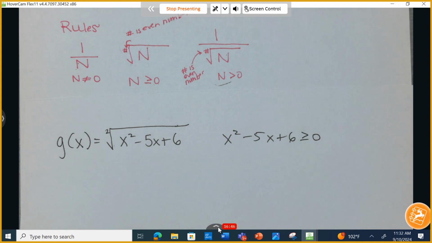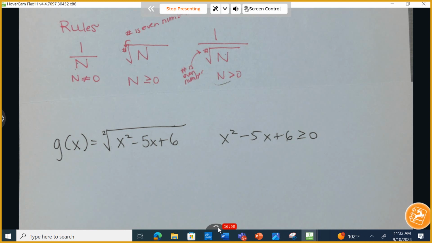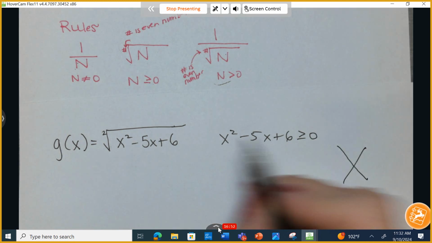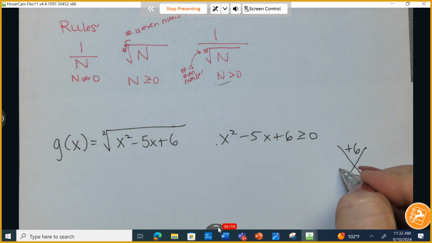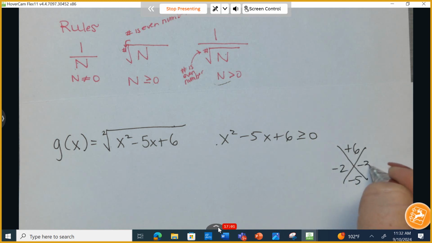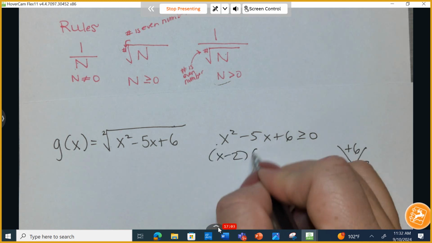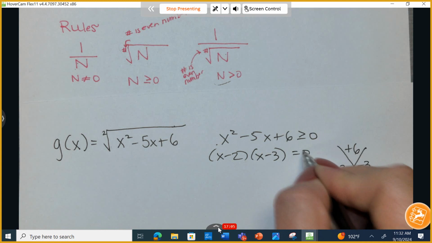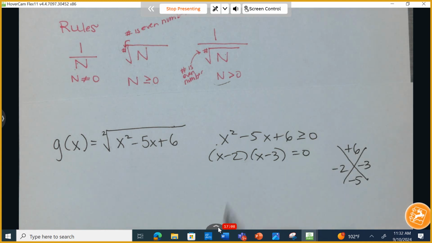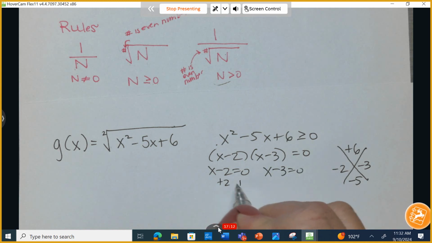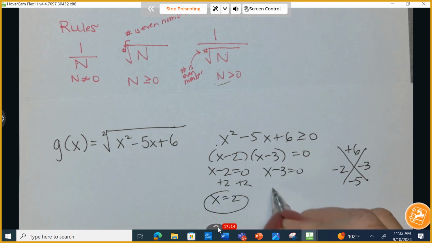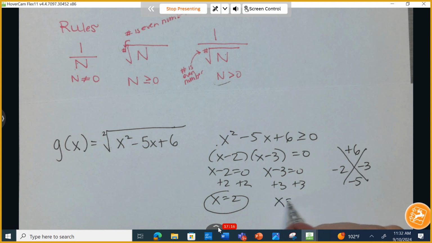This goes back to what we learned in Unit 2. So the first thing I'm going to do is set it equal to 0 to find the hash marks. 1 times 6 is 6. What multiplies to give me 6 and combines to give me negative 5 would be negative 2 and negative 3. So x minus 2 and x minus 3. I'm going to set it equal to 0 to find those hash marks. When I set it equal to 0, I end up with x equals 2 and x equals 3.